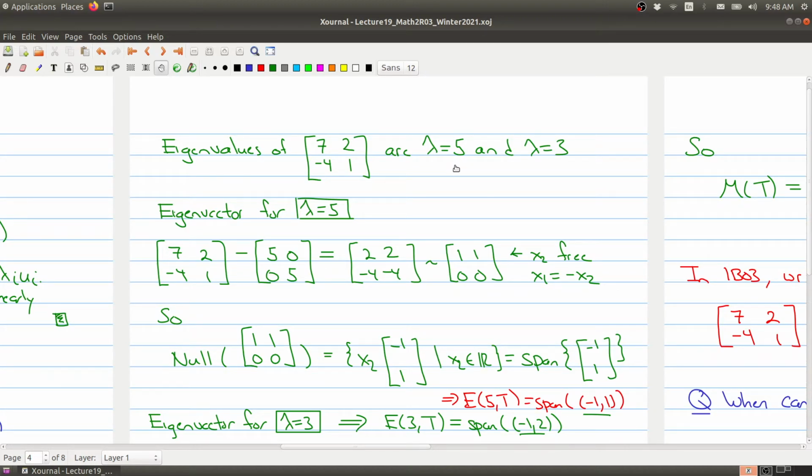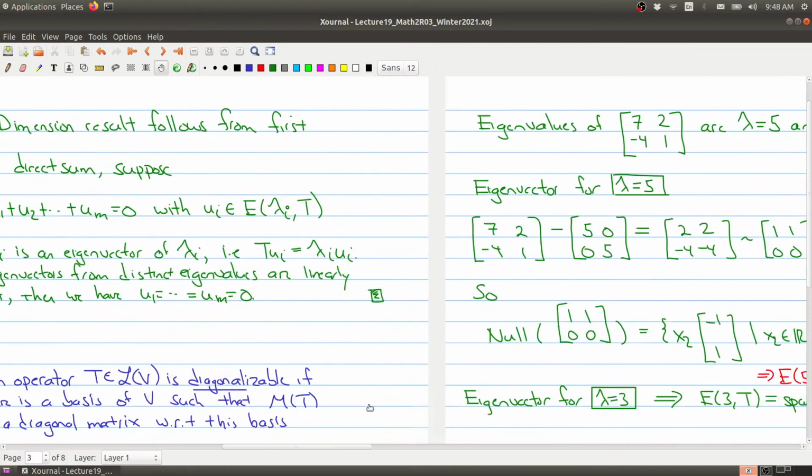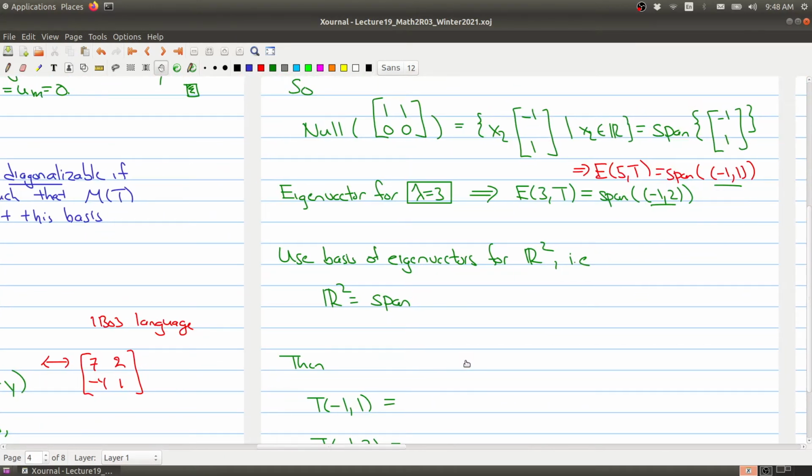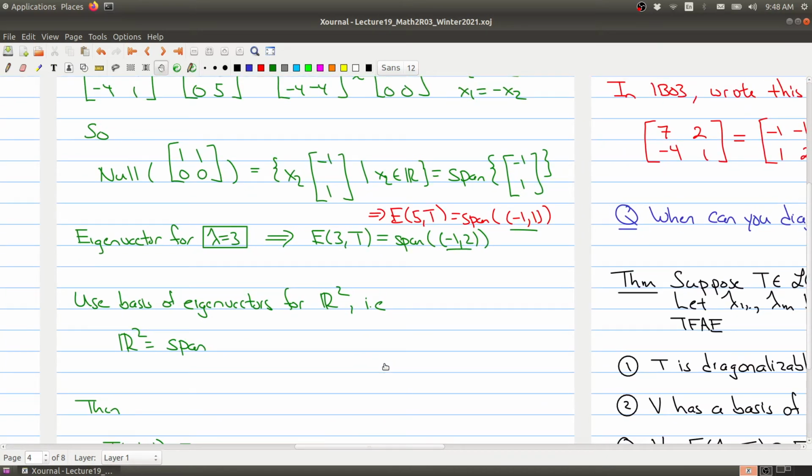But I want to make a point that we can actually use this to diagonalize the operator that we also started with, which is this operator here. The key thing, and we'll see this in our next proof, is that we have two eigenvectors. They come from different eigenvalues, so they have to be linearly independent. Two linearly independent vectors in R2 is a basis. So R2 is the span of negative 1, 1 and the vector negative 1, 2.